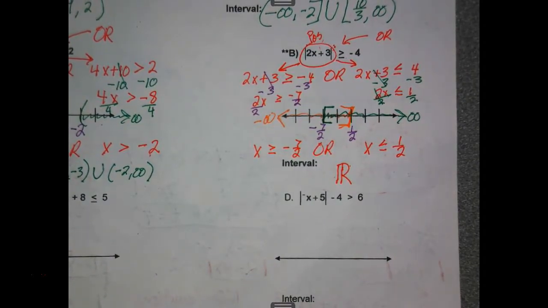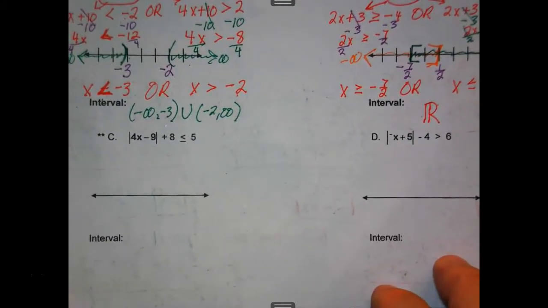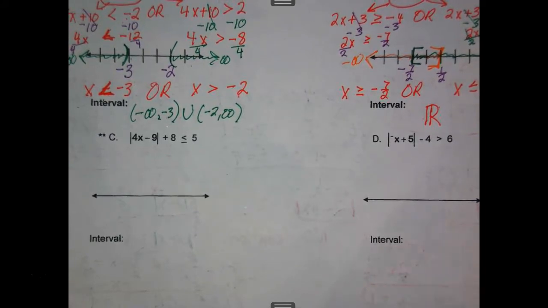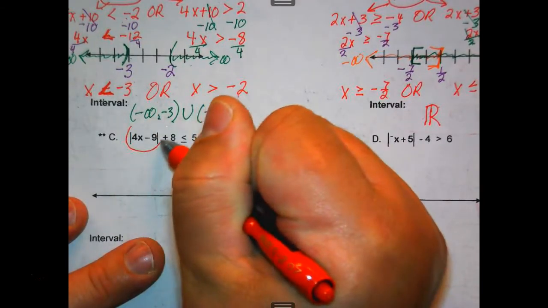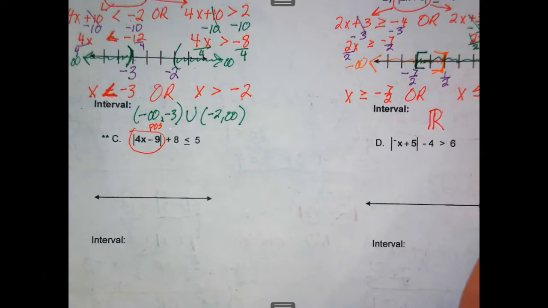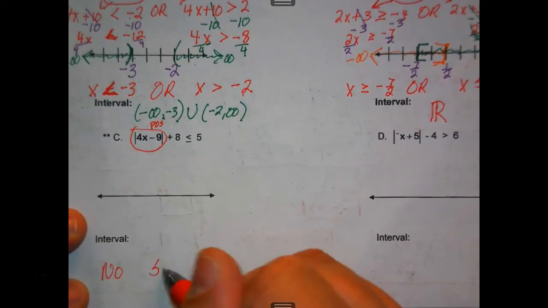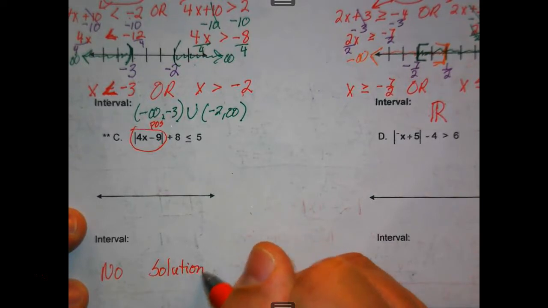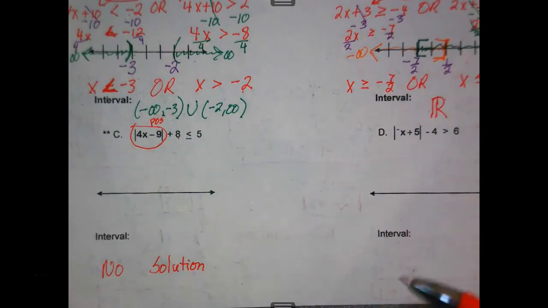C. Think? Okay, so think about it. All of these numbers coming out of this absolute value is going to be positive, right? Exactly. Okay, this is going to be no solution. If you're adding 8 to a positive number, can it ever be less than or equal to 5? No. But if you didn't know that, you would have to end up solving this.